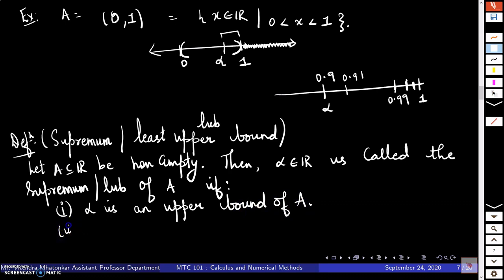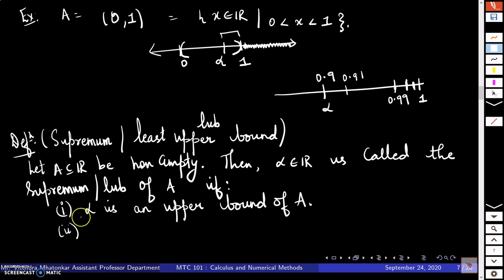And secondly, it has to be the least of all the upper bounds. This alpha has to be the smallest of all the upper bounds for it to be the least upper bound. Is it clear? That means when do you say that something is least? If you take any other upper bound, then it has to be bigger than or equal to alpha. Then only alpha will be the least, right?